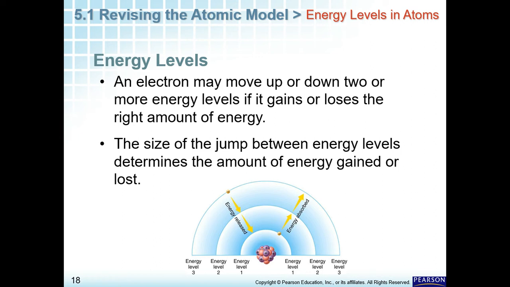Now, an electron may move up or down 2 or more energy levels if it gains or loses the right amount of energy. So essentially, the size of the jump between energy levels is going to be determined by how much energy it gained. Did it gain a lot of energy or just a little bit?